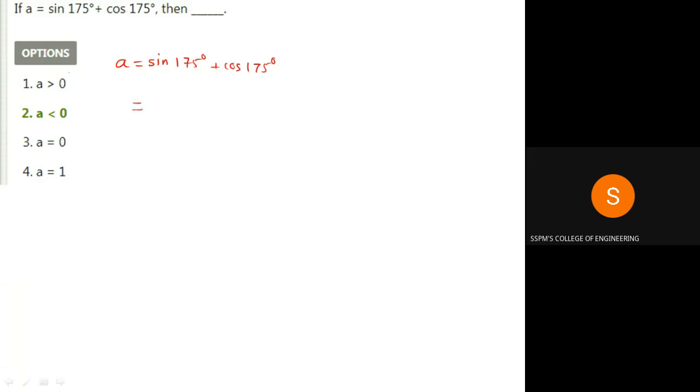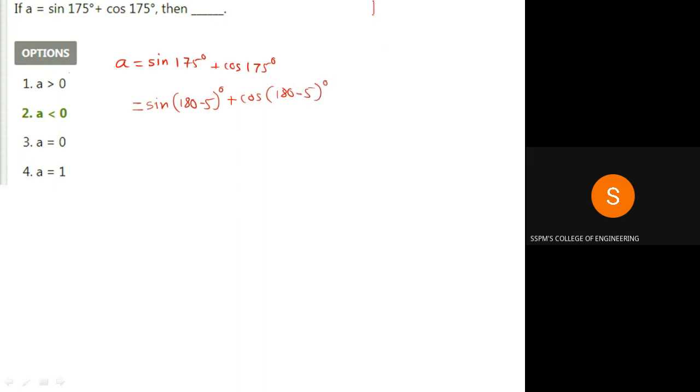Like a few other examples that we studied yesterday, the sine ratios or any ratios of 175 degree or such odd angles we cannot find. We have to convert them into proper angles. Which one is the proper angle here? The nearest proper angle is 180 degrees. So we will use 180 minus 5: sine 180 minus 5 degree plus cos 180 minus 5 degree.